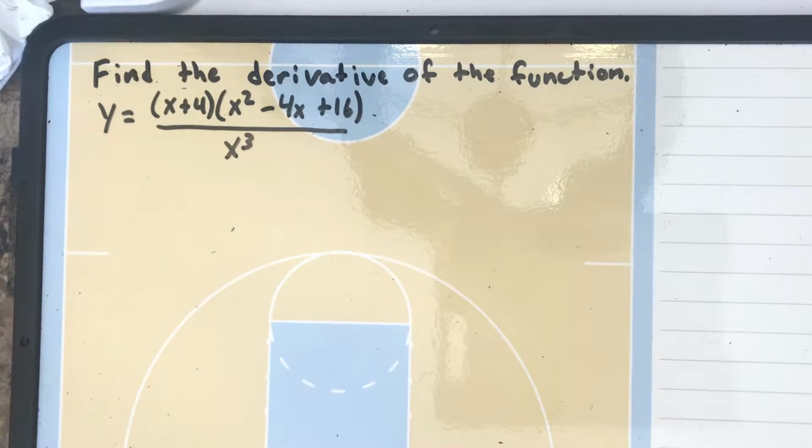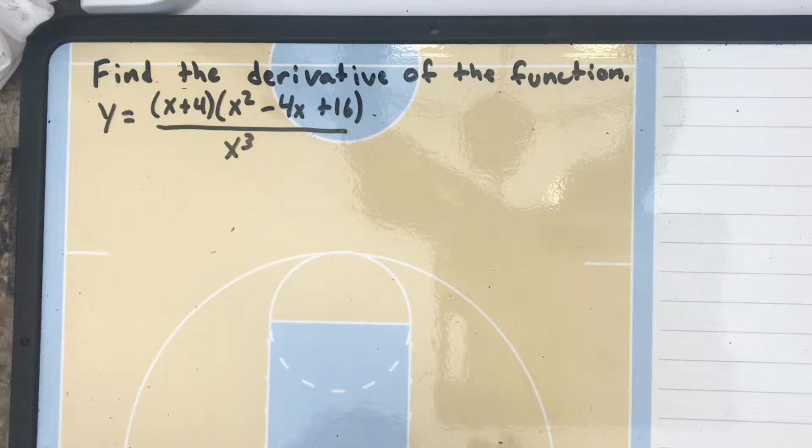Hey everyone, here's another example from section 3.3. In this example, they want us to find the derivative of the function y equals (x plus 4) times (x squared minus 4x plus 16), all over x cubed. And it looks kind of intimidating because it looks like it's going to be a pretty long problem.